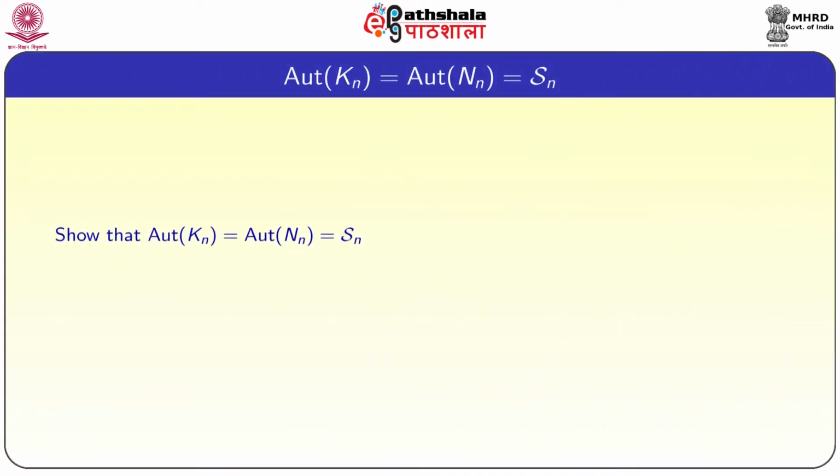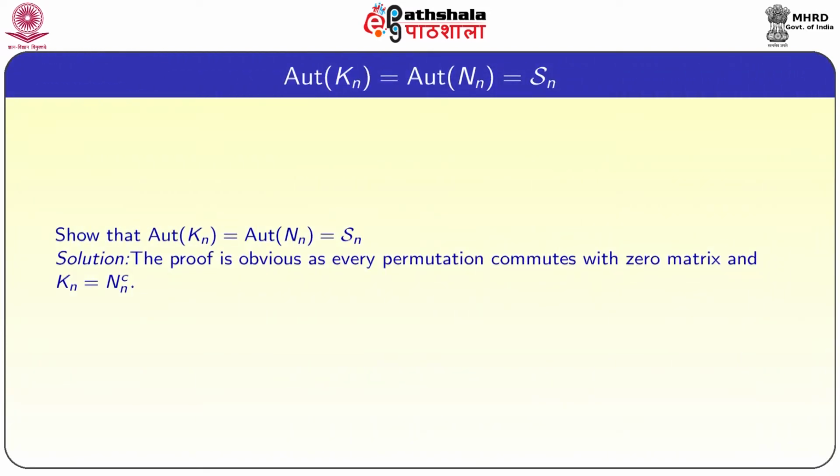Now, we are going to show that the automorphism group of the complete graph or the automorphism group of the null graph is the symmetric group S_n. This proof is easy. The proof is obvious as every permutation matrix commutes with the 0 matrix. The 0 matrix is the adjacency matrix of the null graph, and further we know that K_n is equal to N_n complement. So, because of the previous theorem, the automorphism group of K_n is equal to the automorphism group of N_n, which is S_n. So, we have this part.